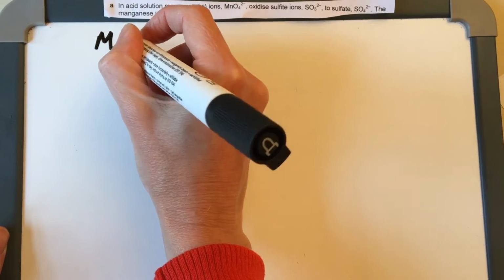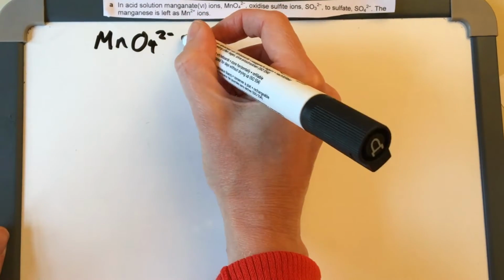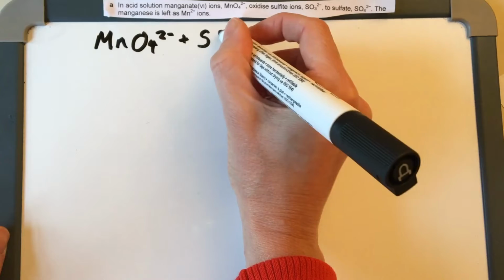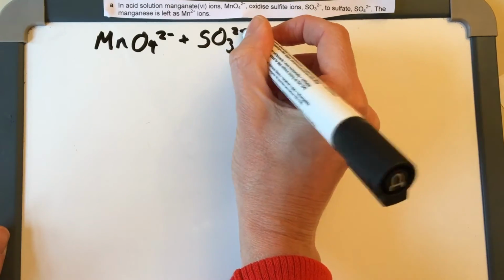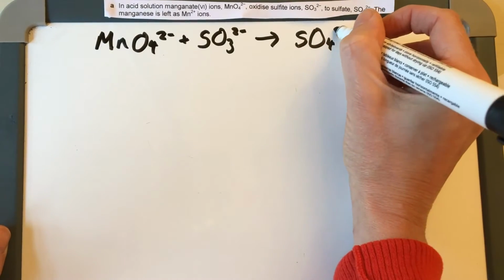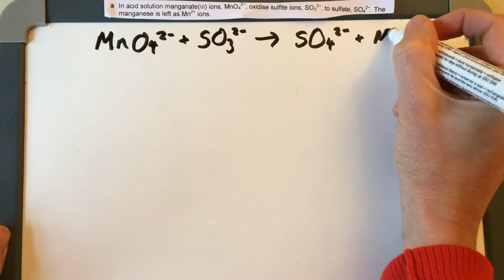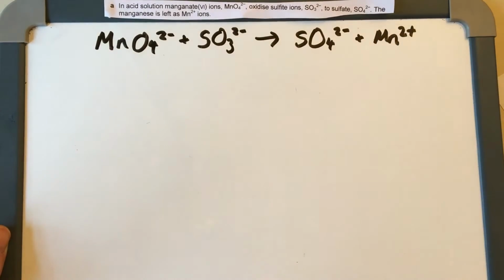manganate ions, MnO4 2-, reacting with sulfite ions, SO3 2-, to make sulfate ions, SO4 2-, and manganese, so Mn2+, manganese 2+ ions. And the first stage with these equations is to always work out the oxidation states for everything and to see what's gone up and what's gone down and use that to balance the different species.